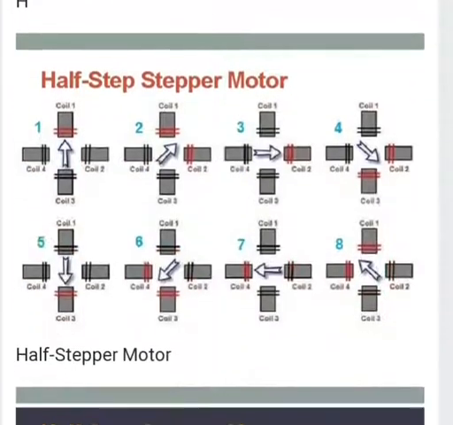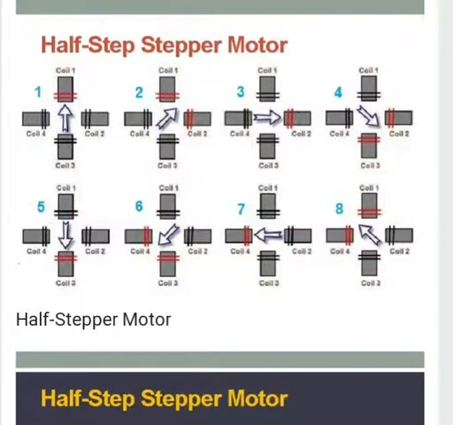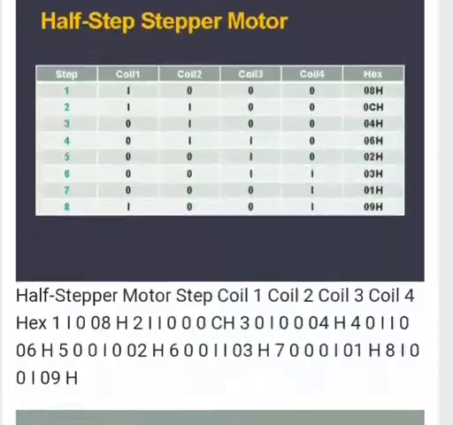Then for half stepper there is an alternating pattern, that is, for the first step it is a wave drive, then for the second step it will be full drive. In this way the working of half step is carried out, and so it is a combination of the wave drive and the full drive.